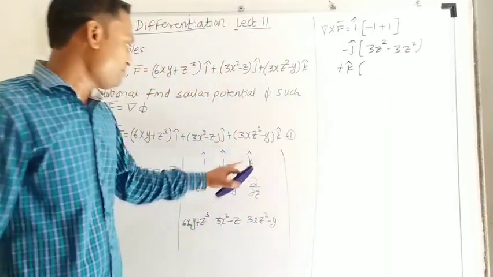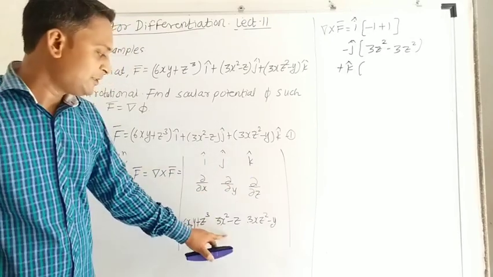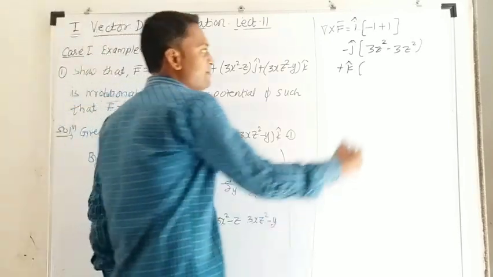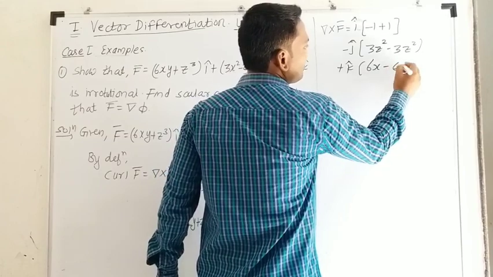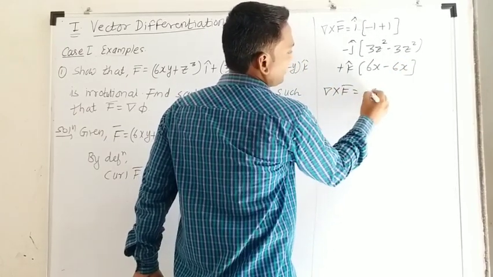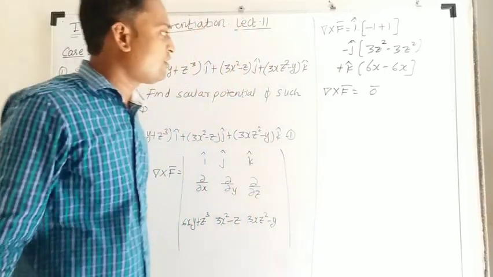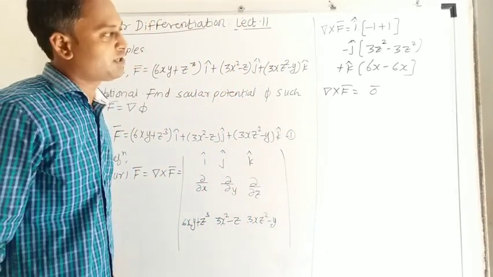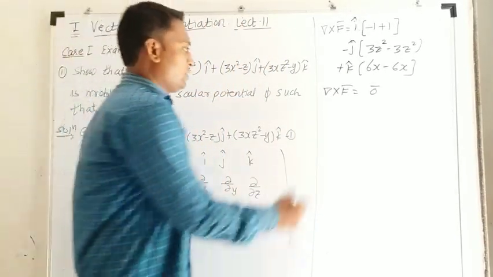Then plus k cap times del by del x. With respect to x, the rate of change of this function is 6x, so the next has to be minus 6x. In that way, you will get del cross f bar. It is a vector, so 0i, 0j, 0k can be written as 0 bar.